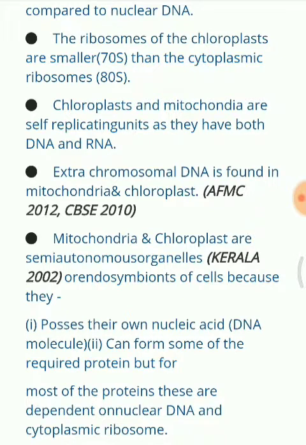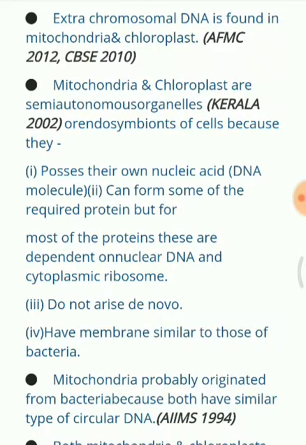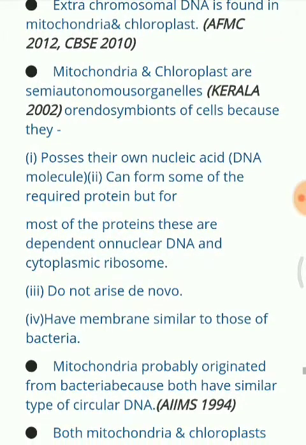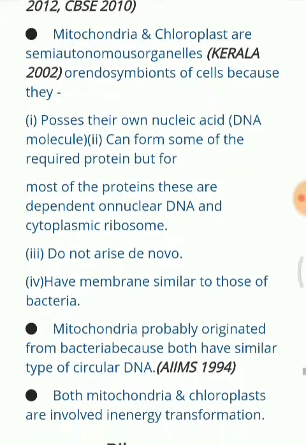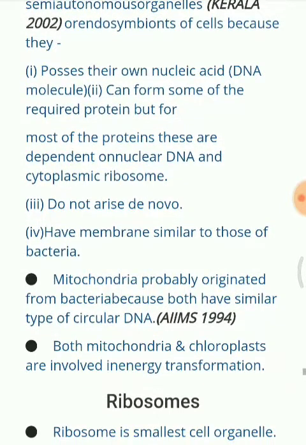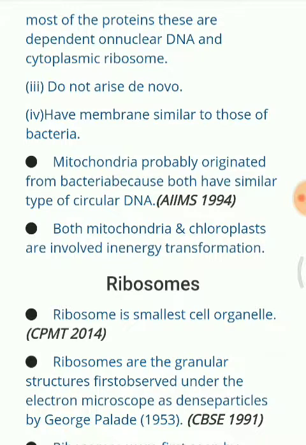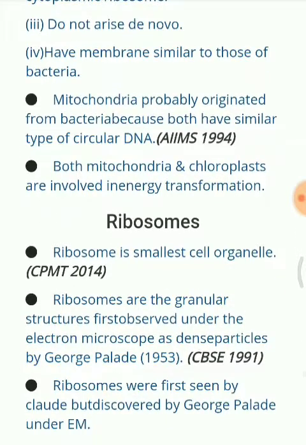Extrachromosomal DNA is found in the mitochondria and chloroplast. Mitochondria and chloroplast are semi-autonomous organelles or endosymbionts of cells because they possess their own DNA molecules and can form some of the required proteins, but for most of the proteins, they are dependent on nuclear DNA and cytoplasmic ribosomes. They do not arise de novo. They have membranes similar to those of bacteria. Mitochondria probably originated from bacteria because both have similar types of circular DNA. Both mitochondria and chloroplasts are involved in energy transformation.